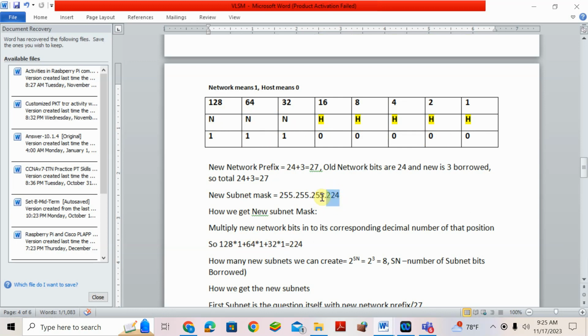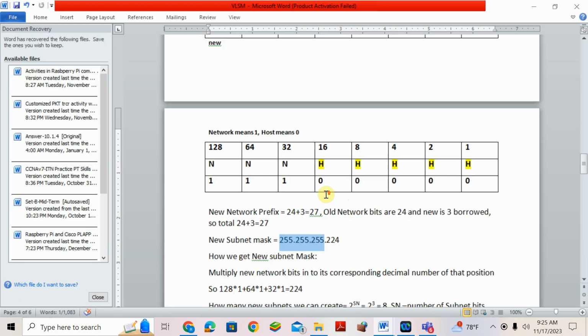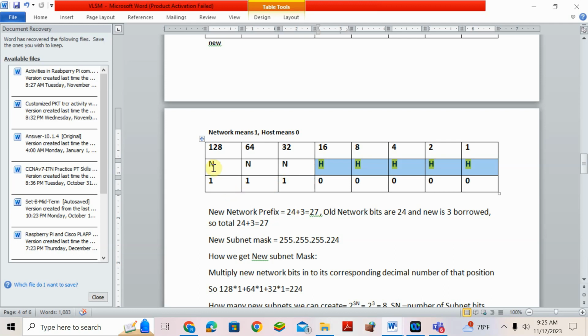Why is this not changing? Because we have 24 network bits, that is not changing. Host bits we have 8 zeros. In those 8 zeros, I take only 5 host bits. Remaining 3 will go for network, so 3 more new 1s. So when I calculate the new subnet mask, these things we have to add. That's why we got 224.